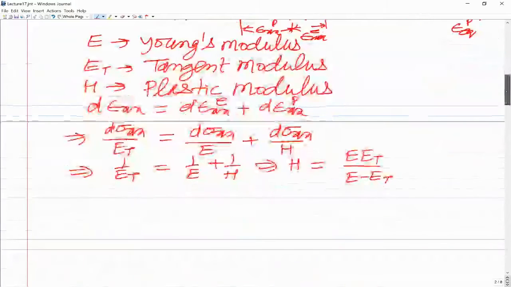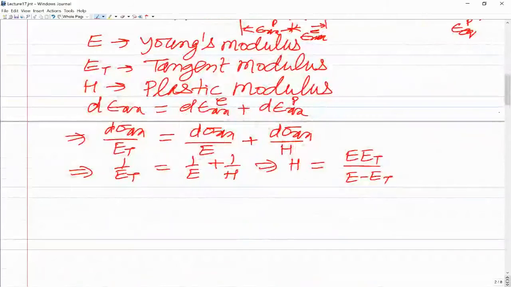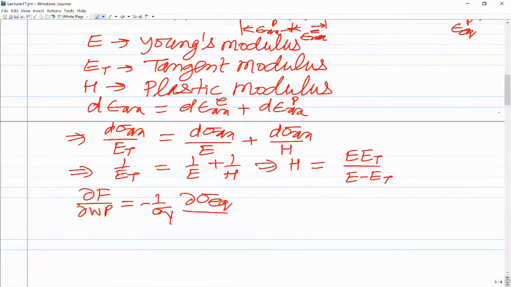So that is how you get these quantities, and therefore finally our interest is to get this del f by del w p. We said that this is minus 1 upon sigma y into del epsilon equivalent upon del epsilon equivalent p. In the axial loading case, d epsilon equivalent is sigma xx, so this is nothing but H. So del f by del w p is equal to minus H upon sigma y.